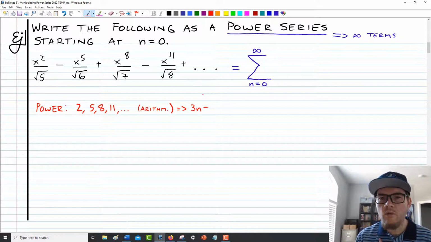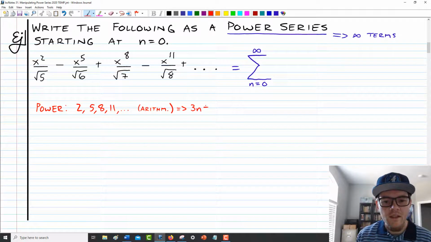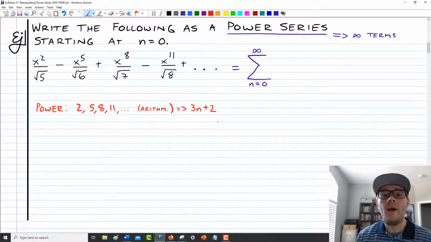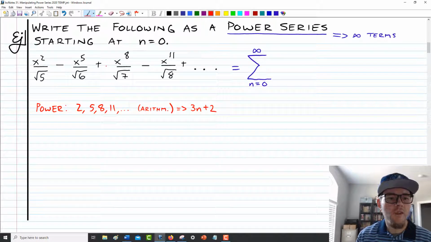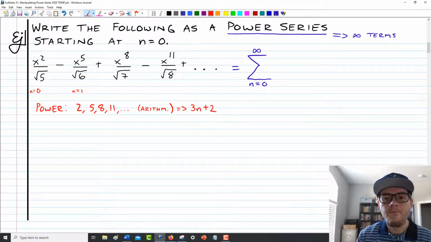We're used to starting at n equals 1 with sequences, but remember here we're starting specifically at n equals 0. So in this case, I think it needs to be 3n plus 2 as our power. So that looks like a fair thing. Let's see, if we plug in 0 here, n equals 0, that'd be 2. N equals 1 here, that'd be 3 plus 2 is 5. Yeah, it looks like we did a good job.